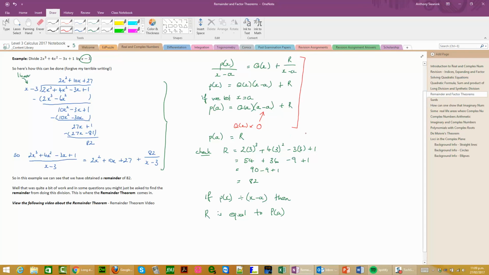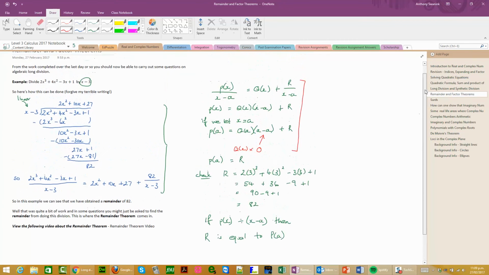So that is the remainder theorem. And what I'm going to do down here shortly is just do another example, and then we'll have a look at something called the factor theorem as well.